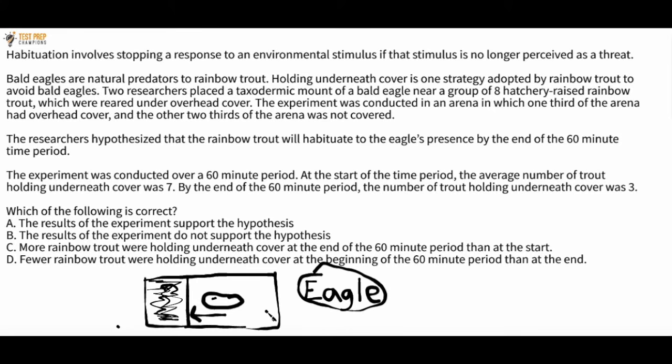So C and D are incorrect here, right? It says in C, more rainbow trout were holding underneath cover at the end of the 60-minute period than at the start. And that's not what the results show. The results show that there were 7 under cover at the beginning and only 3 at the end. All right, and D is also wrong because it says fewer trout were holding under cover at the beginning than at the end. Well, that's also wrong because there were 7 under cover at the beginning, and by the end there were 3.